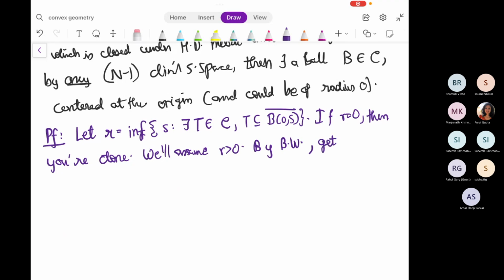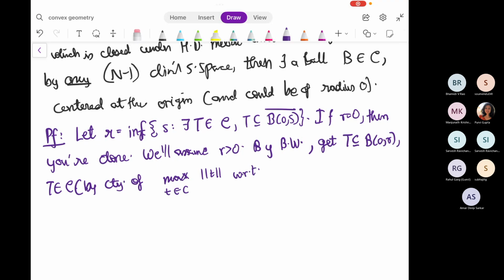And because the maximal radius of containment is a continuous function with respect to the Hausdorff metric, you can get a set that's completely contained in the ball of radius 0r, but also belongs in C, by continuity of this function. I can make it explicit: continuity of max T in C, norm T with respect to C. So this particular function is continuous in the Hausdorff metric. So using this, you can get this particular minimizing object.